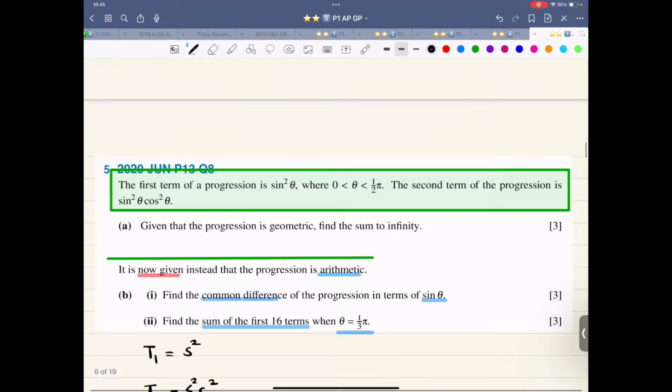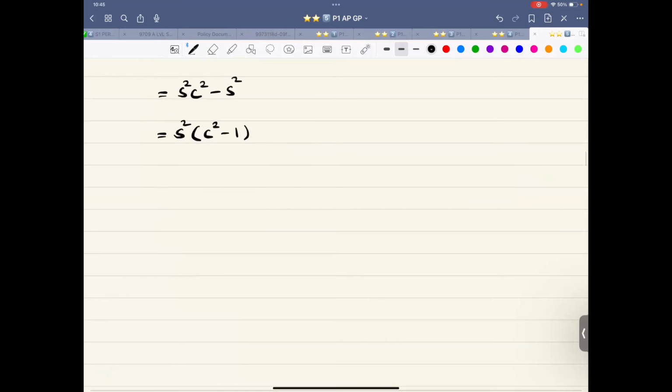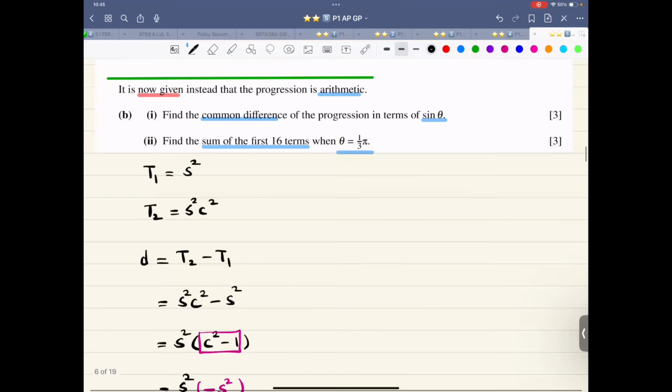Got it? So therefore, this thing is replaced. Cos square minus 1 is negative sine square. There is a sine square on the outside. That is negative sine power 4 theta. This is the common difference. So this is B part 1. B part 2. Find the sum of the first 16 terms.